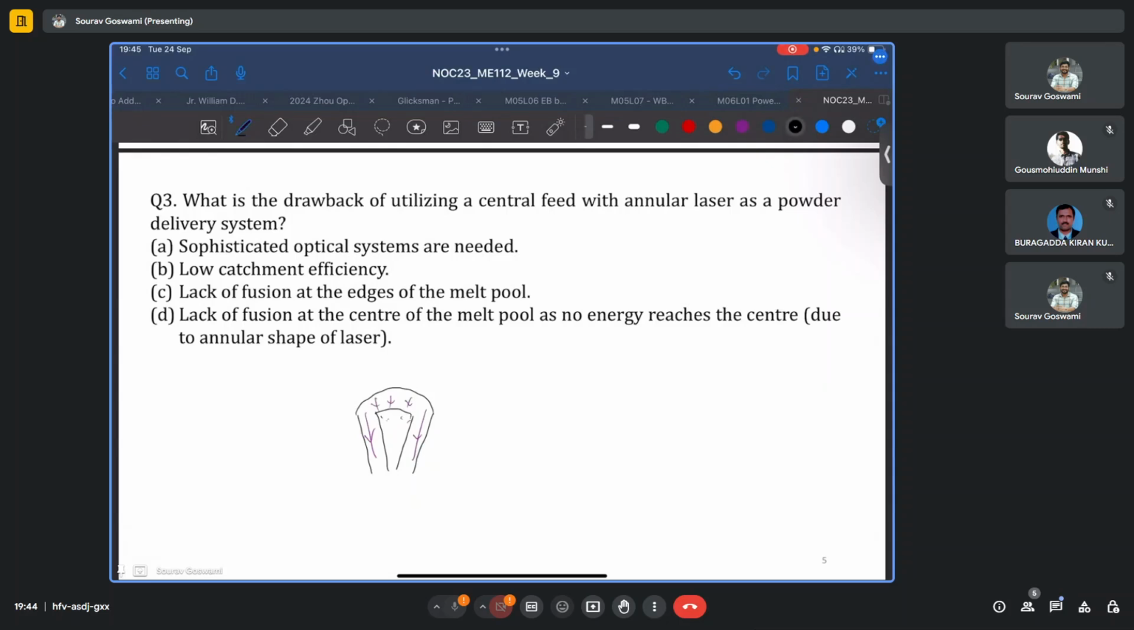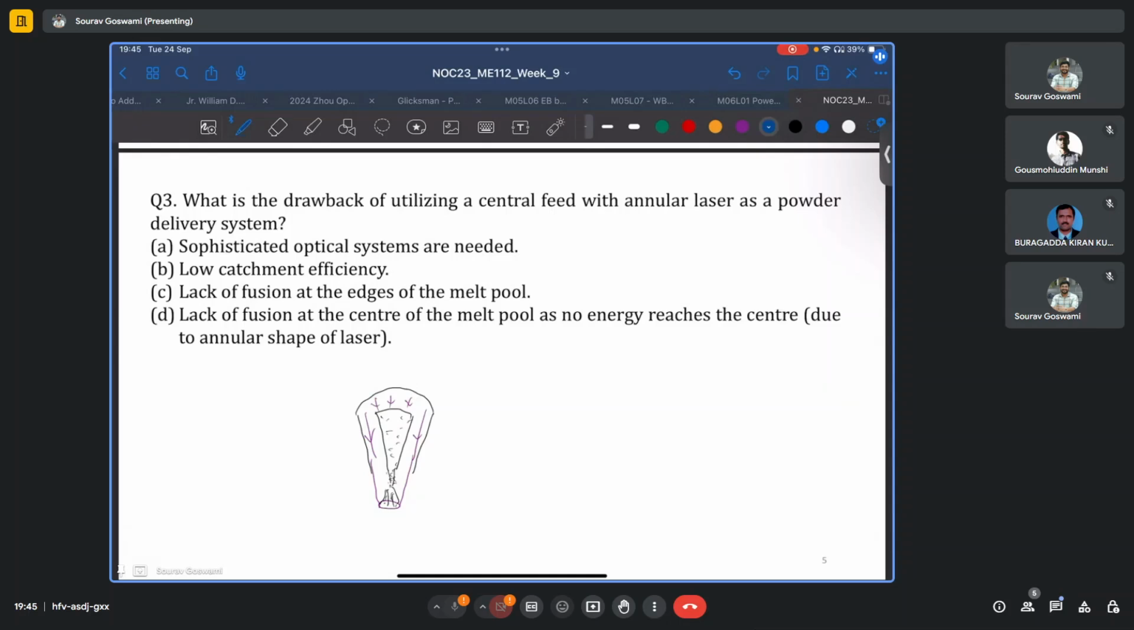And they combine together to form the melt pool. This powder also falls into the melt pool directly. So while the catchment efficiency is high, there might be some other drawbacks. And let us try to think what that is.